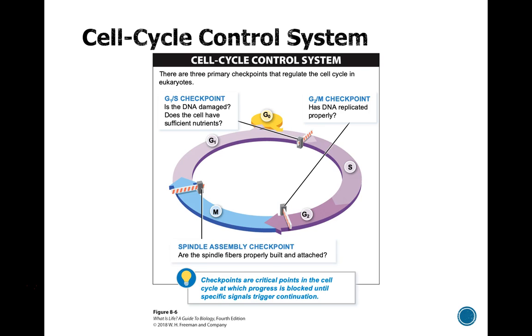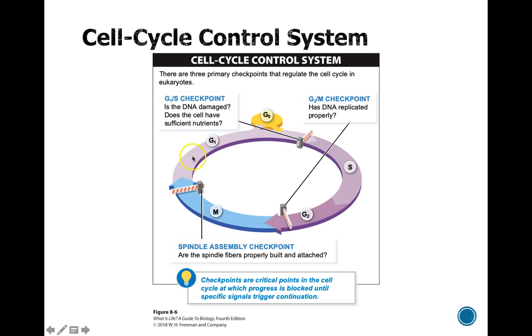If the cell's not ready to move on, then one of two things can happen. The cycle can be paused until everything's ready to go, or the cell can undergo basically a programmed cell death. If there's a problem within the cell where the cell is basically not growing and developing normally, the cell can actually die at that point. But each one of these checkpoints is really important.